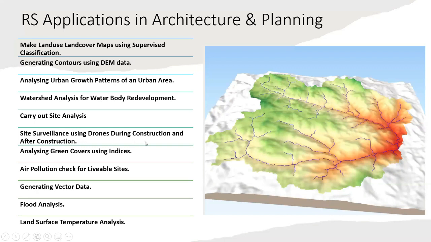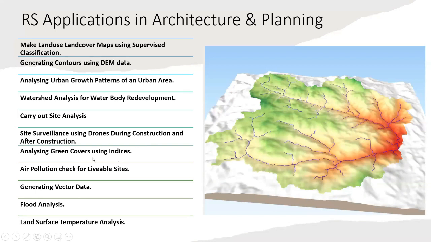Site surveillance using drones during construction and after construction. So we can move the drone during construction and after construction for maintenance over the construction area, and the drone will capture images, and from our own place we can analyze those images and see how the construction is progressing, which stage it has reached, whether we are going in the right direction or not. So this kind of surveillance we can do using remote sensing.